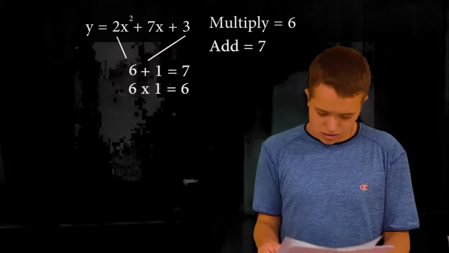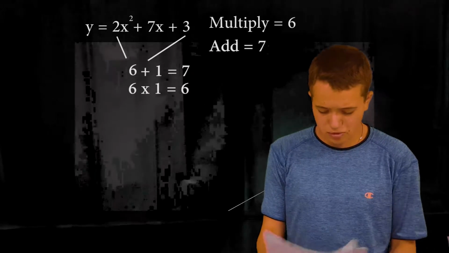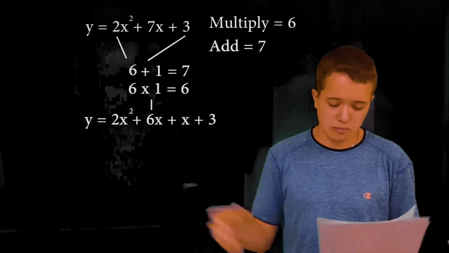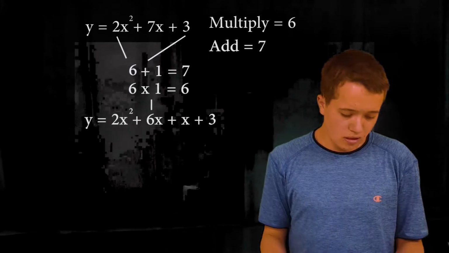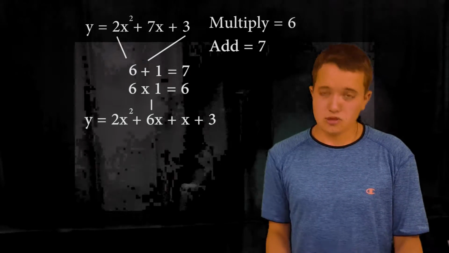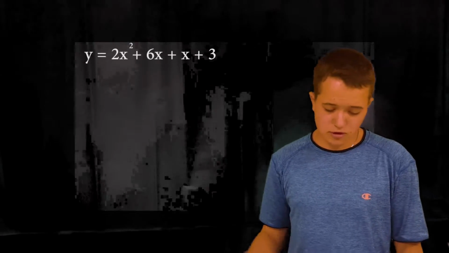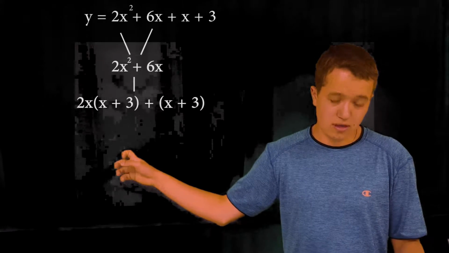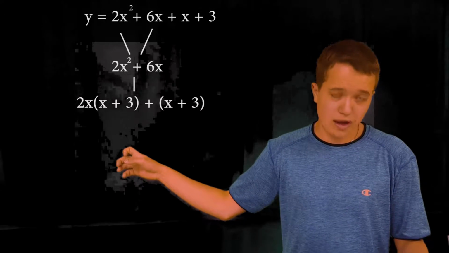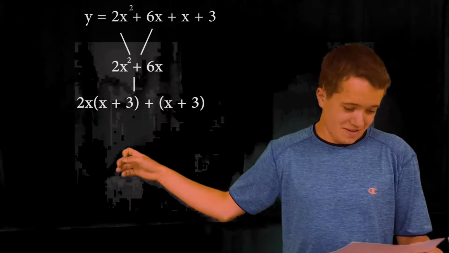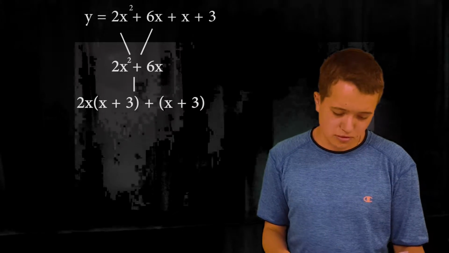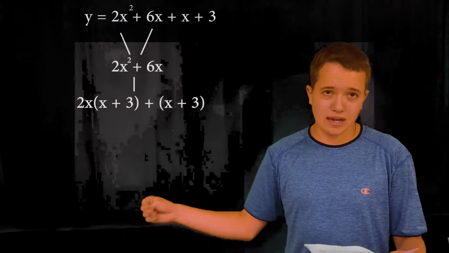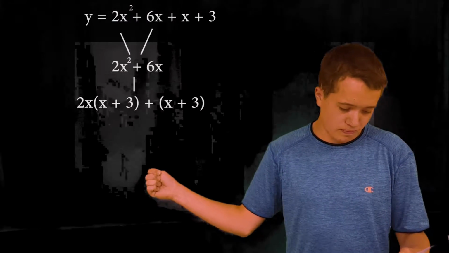So we want to rewrite the middle with those two numbers. So it becomes 2x squared plus 6x plus x plus 3. Now I want to factor the first two and the last two terms separately. The first two terms, 2x squared plus 6x, factor into 2x(x plus 3). The last two terms, x plus 3, don't actually change in this case. So you get 2x(x plus 3) plus (x plus 3).